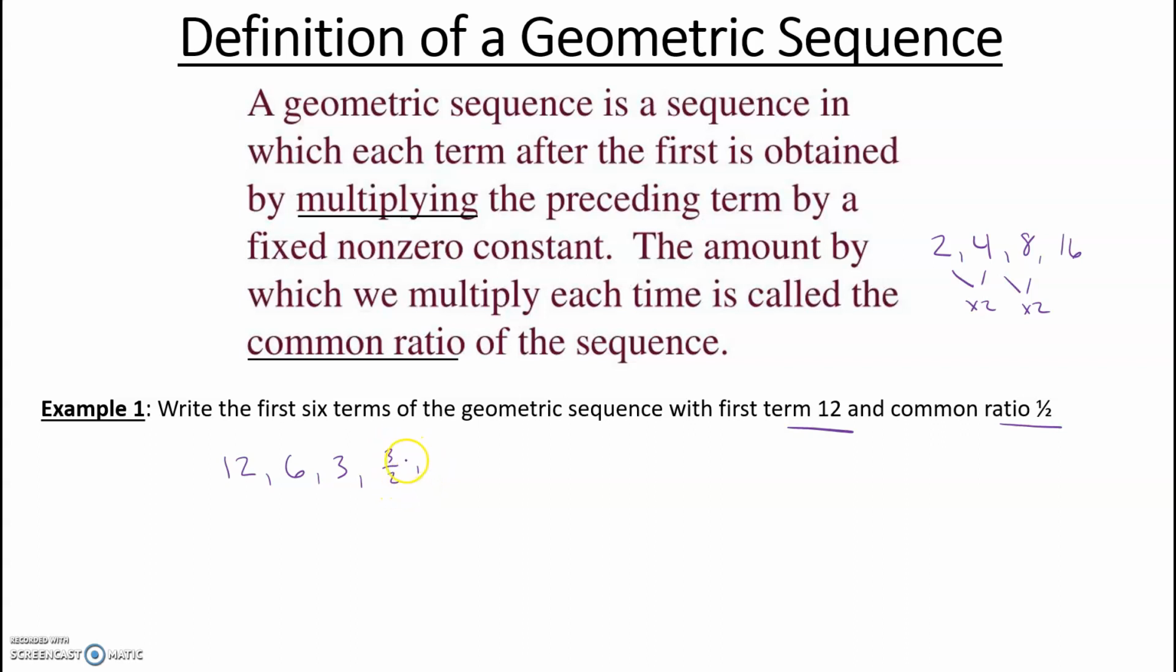Half of 3 halves, so 1/2 times 3 halves is 3 over 4. All right, 1/2 times 3 halves. 3 times 1 is 3. 2 times 2 is 4. And then 1/2 times 3/4 will get us 3 over 8. There's your first 6.